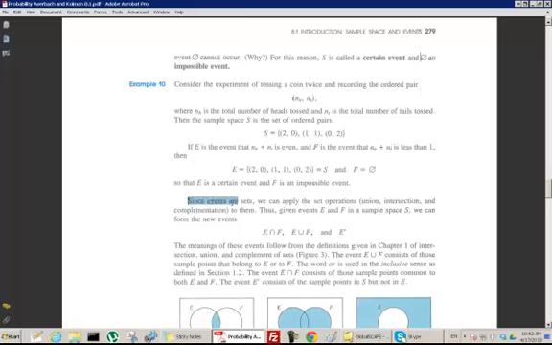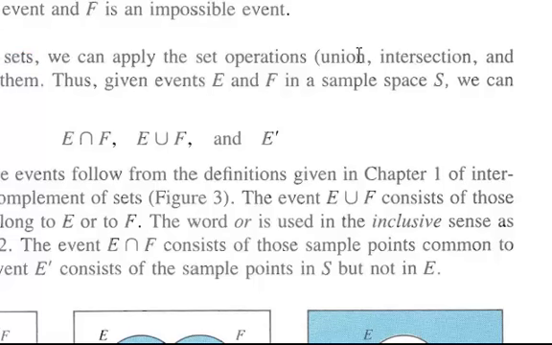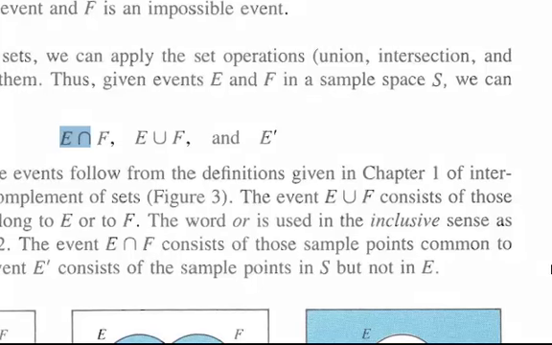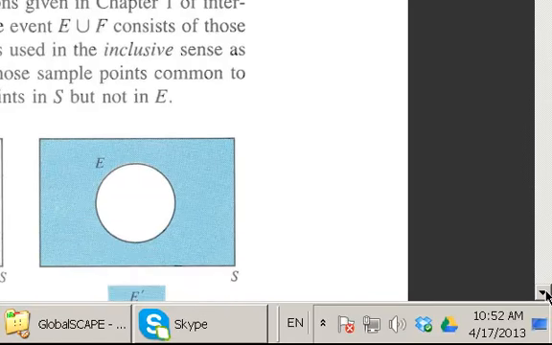And so here they say that since events are sets, we can apply the set operations, union, intersection, and complementation or complement to them. Thus, given events E, F, and a sample space S, we can form new events. For example, E intersect F is a new event. Now, remember, an event is a subset of the sample space. So if E is an event, it's a subset of the sample space. If F is an event, it's a subset. So they're both sets.